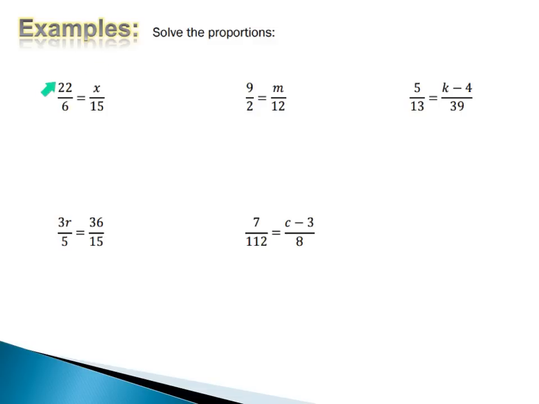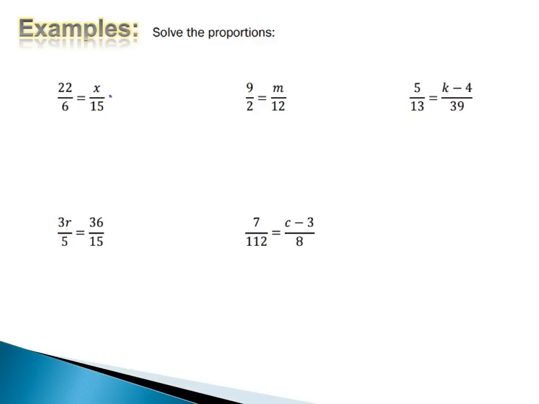First of all, I have over here 22/6. 22 to 6 is my ratio. I want to know how many out of 15 would be the same as this ratio. So, just thinking about solving equations, I have x over 15. What does that mean mathematically? Well, that means I'm taking x divided by 15.